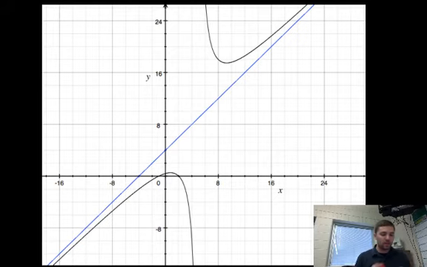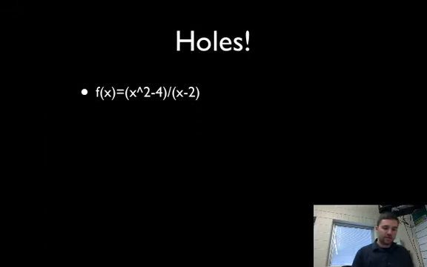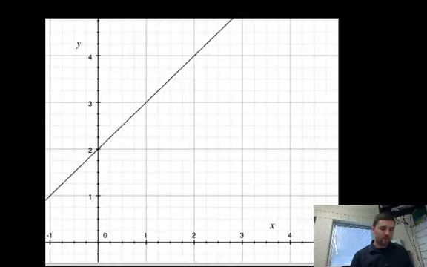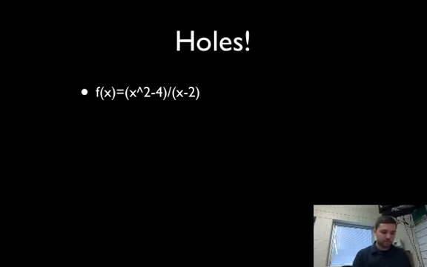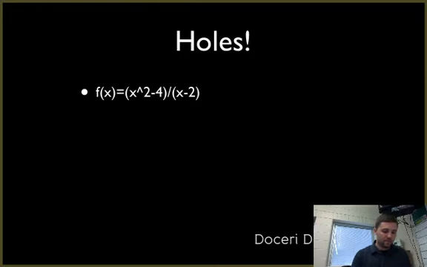All right, let's look at one last discontinuity here. Let's go down to holes. When will there be a hole in the graph? Let me rewrite this so it's a little nicer: x squared minus 4 divided by x minus 2.